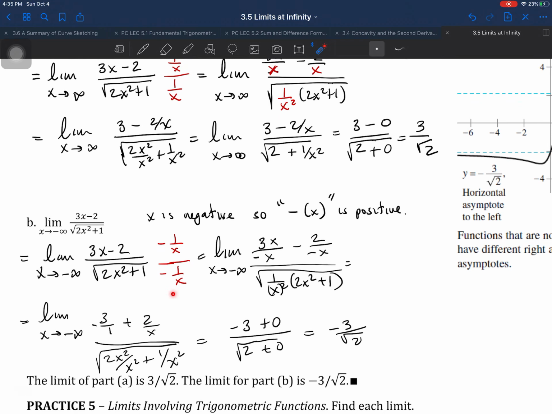The goal is to put this inside this square root. But remember that when you're doing a square root, you must have a positive number. You can only take the square root of a positive number, so it must stay positive. This is the square root of a number, and that number needs to be positive in order to be a square root.